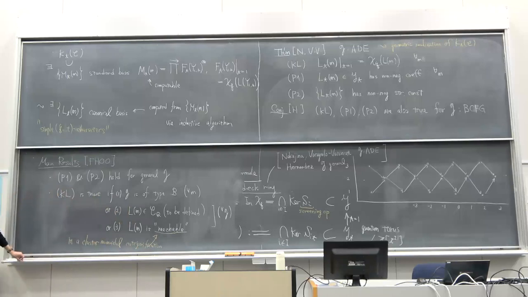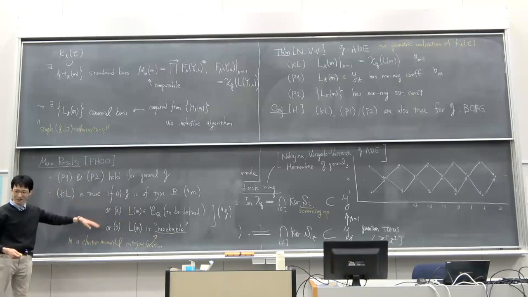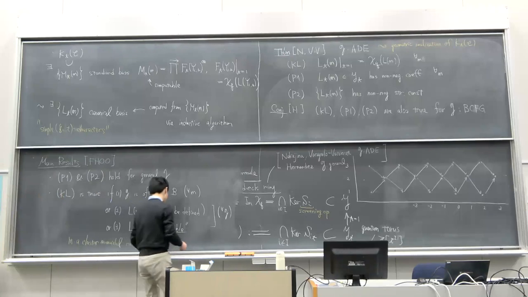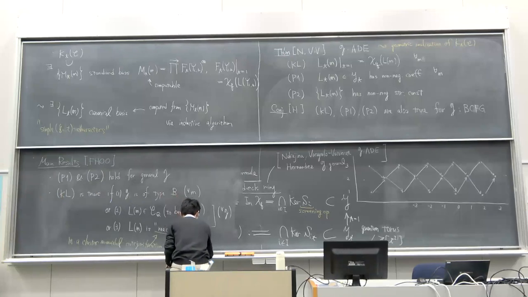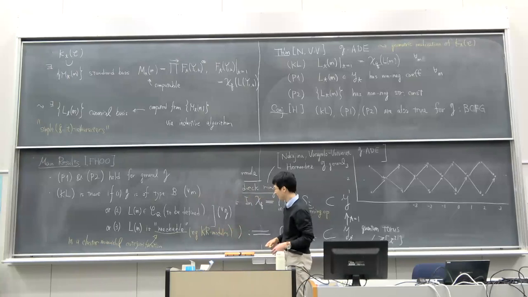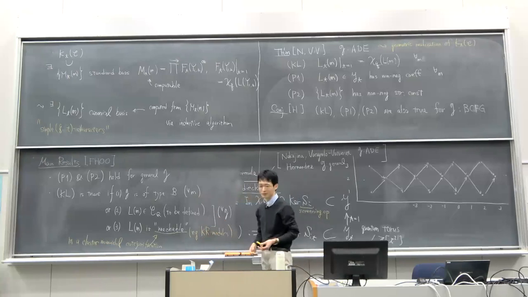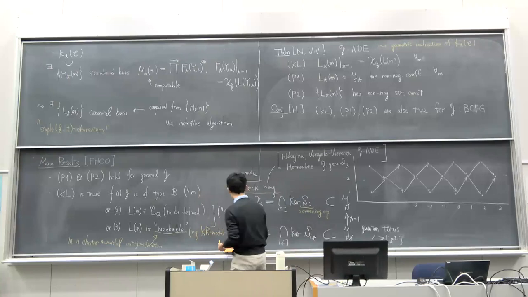In type B, is the category CQ equal to C? No. Category CQ is much smaller than the category C. So these three conditions are not disjoint, and in particular, the fundamental modules are all known to be reachable. So we can prove the positivity-type conjecture for all fundamental modules in particular.